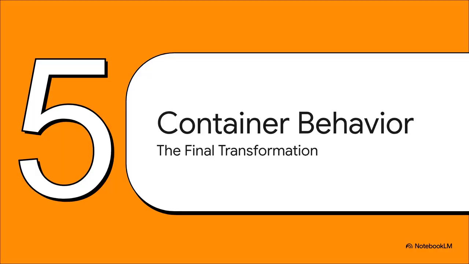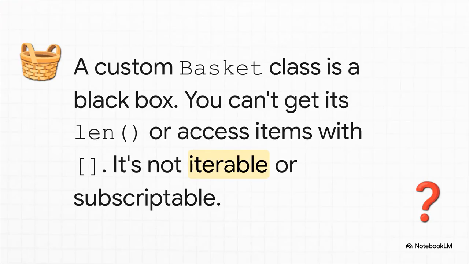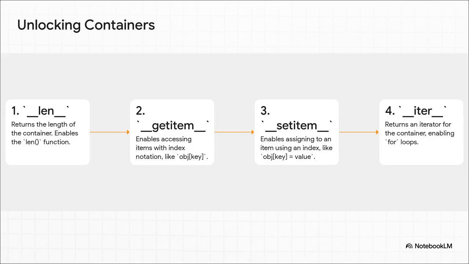All right, let's get to our final transformation. Let's see how we can make our own custom class behave exactly like a built-in Python container. You know, like a list or a dictionary. Let's say we have a basket class that holds different items. Out of the box, it's just a black box. You can't ask for its length with len, you can't grab an item out of it using square brackets, and you definitely can't loop over it. It's basically a container with no doors. But we can unlock these features one by one, just by adding the right dunder methods.